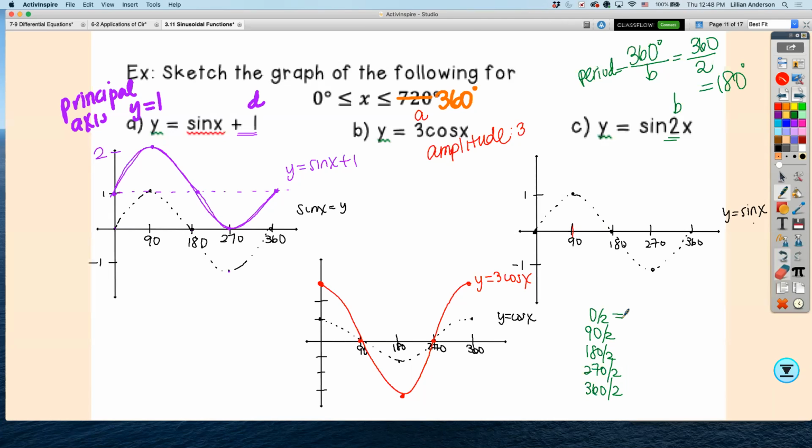What's 0 divided by 2? What's 90 divided by 2?